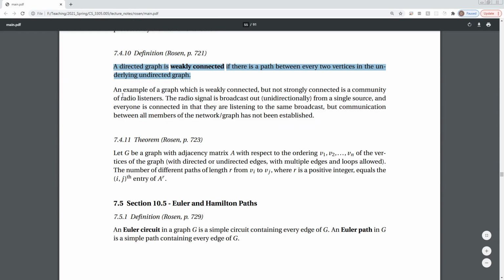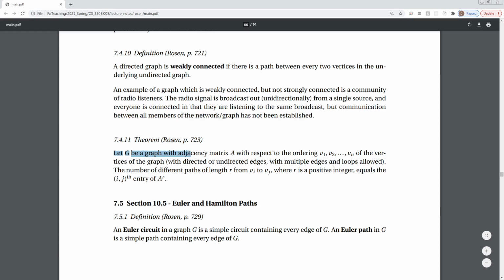So an example of a graph which is weakly connected but not strongly connected is a community of radio listeners. The radio signal is broadcast out unidirectionally from a single source and everyone is connected in that they are listening to the same broadcast, but communication between all members of the network or graph has not been established.